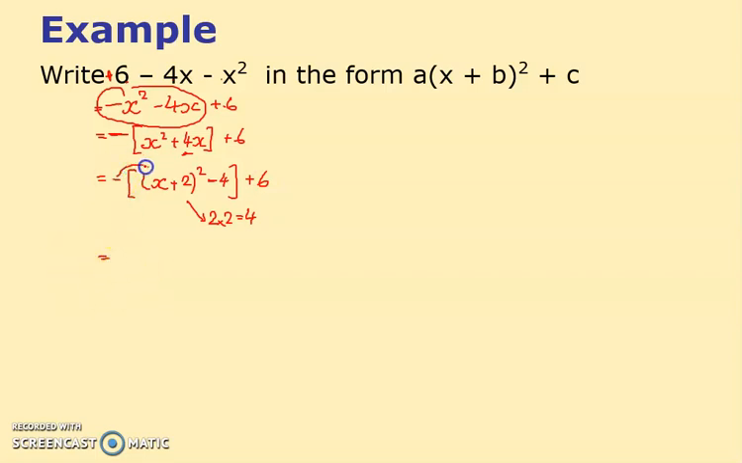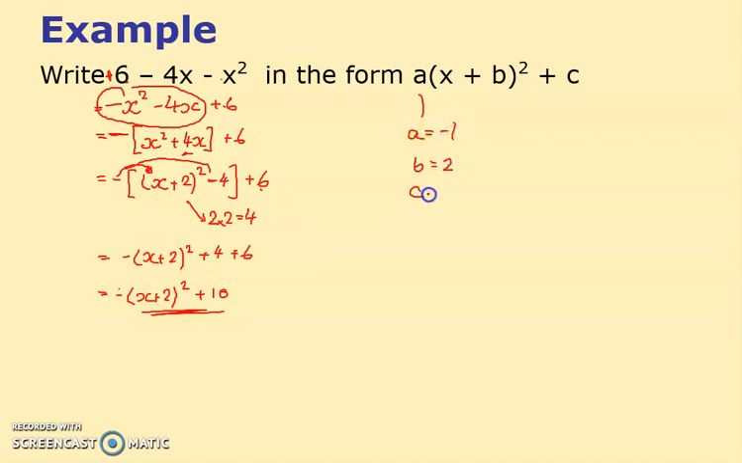Okay. What now? Well, I always multiply out the bracket now. So that's minus lot of this horrible thing. And a minus times a minus is a plus. Don't forget your plus 6. So I suppose it's minus x plus 2 all squared plus 10. And if you're interested, the a is effectively the minus. So I'm going to write that as minus 1. The b is 2 and the c is 10.